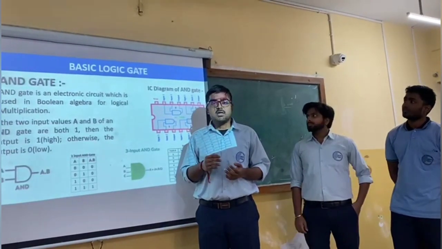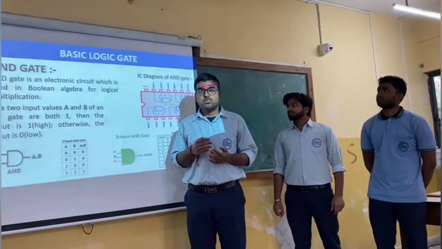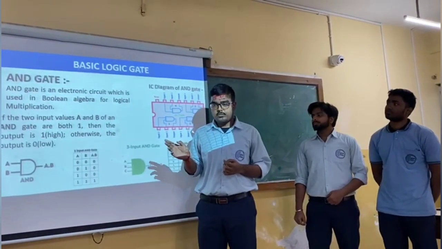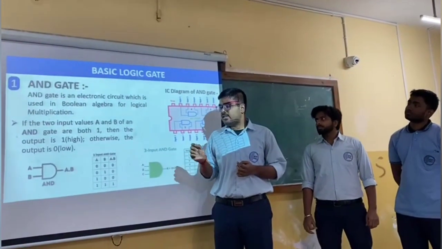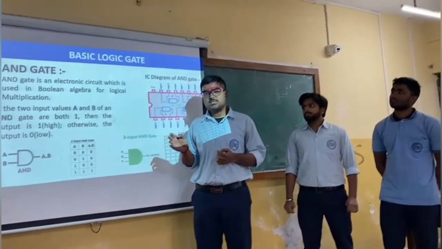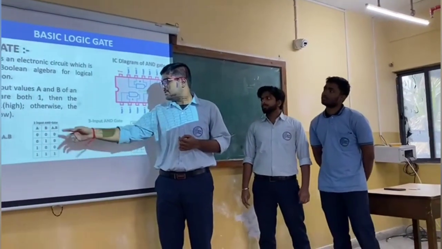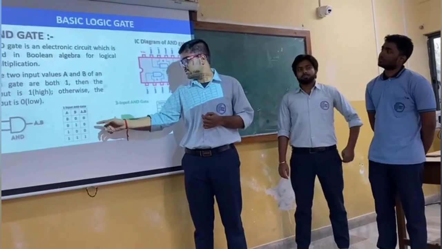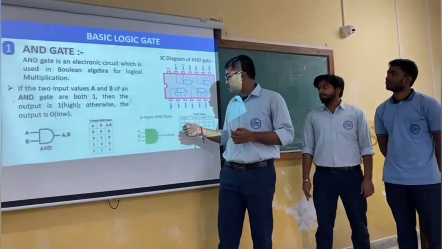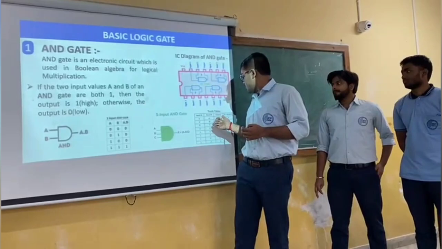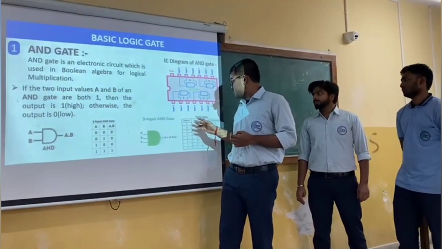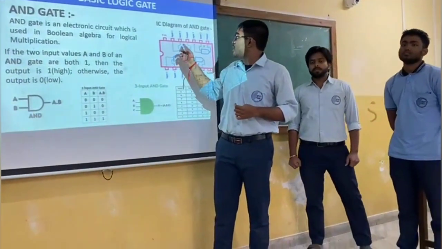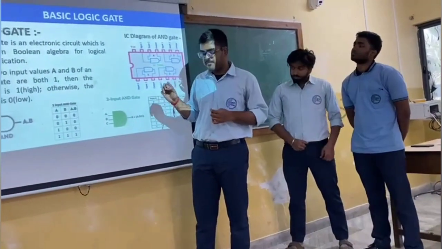The AND gate is an electronic circuit which is used in Boolean algebra for multiplication. If the two inputs A and B are both 1, then the output is high, and otherwise the output is 0. Here is the truth table of the two input AND gate: 0 0 gives 0, 0 1 gives 0, 1 0 gives 0, and 1 1 gives 1. Similarly, for the three input AND gate, 0 0 0 gives output 0, and so on. The IC used in the diagram is 7408.